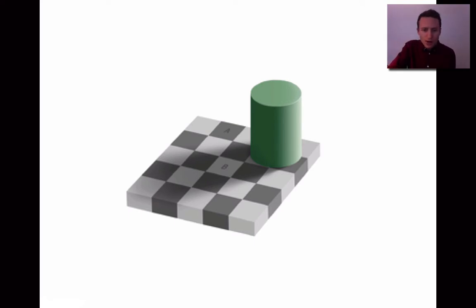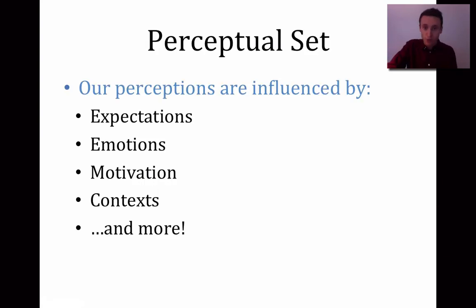But what is going on here? Why do we perceive square B to be lighter? Well, square B is in the shadow of this object, and so that changes our perception. Relatively speaking, B looks lighter because it's in this darker context of a shadow. Again, sensory input doesn't really matter. It only matters what we perceive, and our perceptions are filtered through that perceptual set.